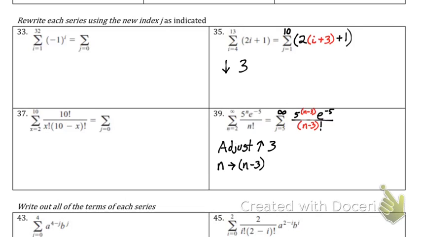So I subtracted 3 from my starting and end terms, which means I have to add it back in here. Other questions? Yeah, 17.